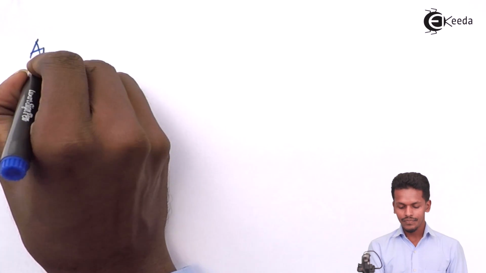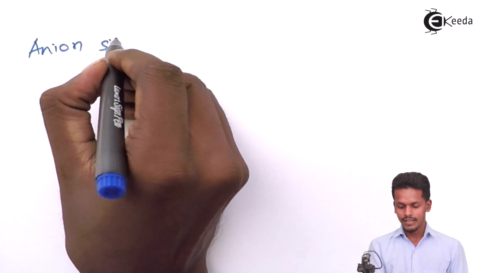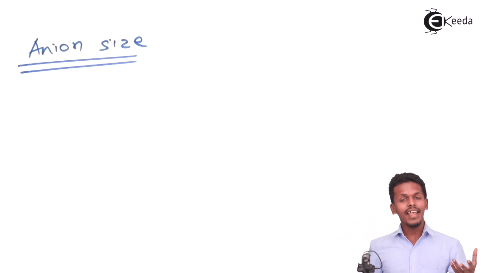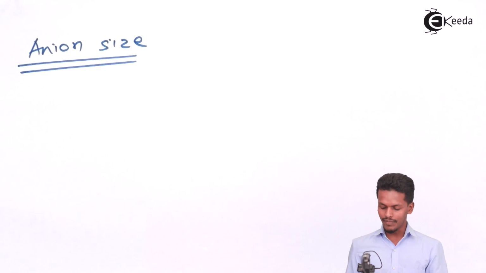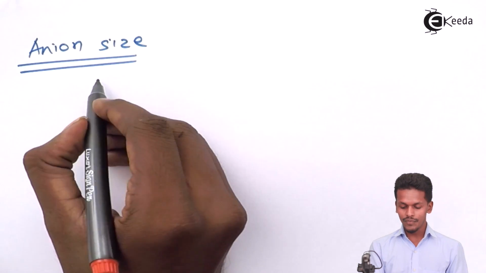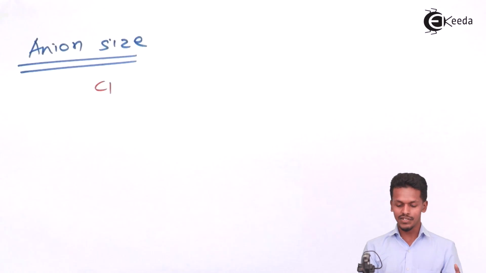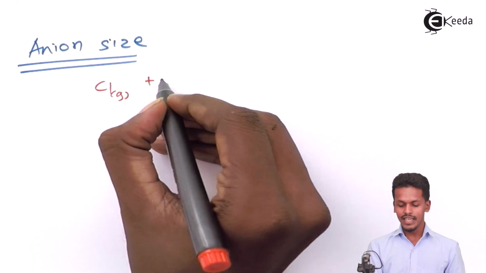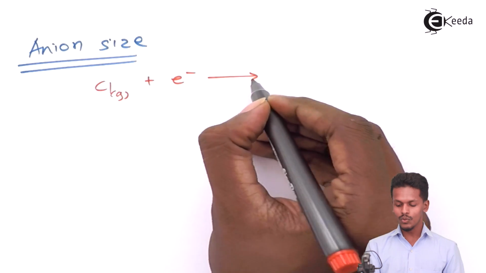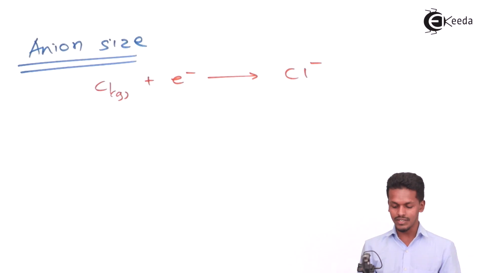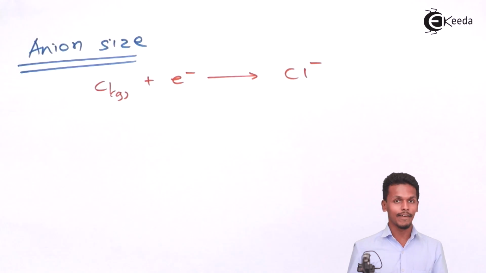Talking about anion, an anion is nothing but an atom that consists of an extra electron. For example, suppose I am talking about chlorine as a gaseous atom, and I have added an electron. Then this chlorine will have an extra negative charge. So it becomes a negatively charged atom, which is known as an anion.